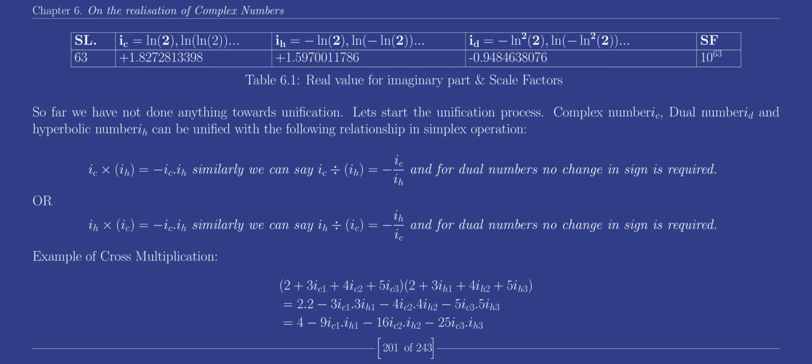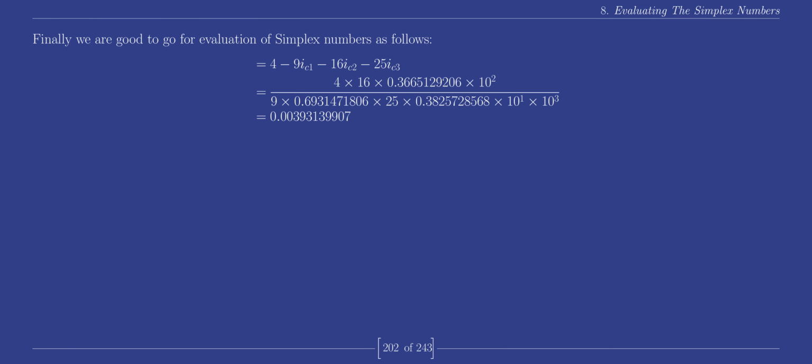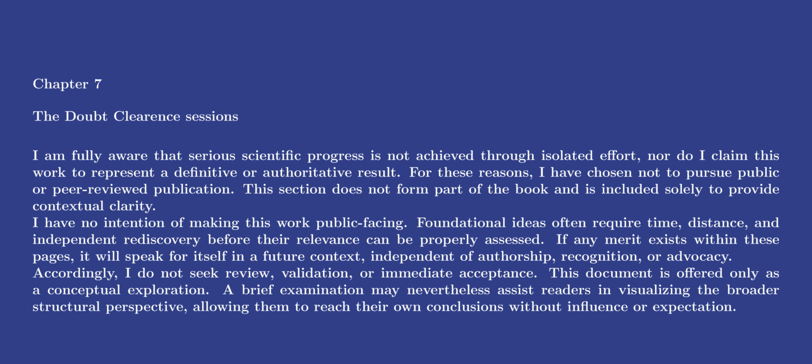The next section introduces the concept of simplex numbers. The text explains that simplex numbers generalize familiar figurate numbers such as triangular numbers, tetrahedral numbers, and higher dimensional analogues. These numbers are described as counting points arranged in regular geometric patterns that increase in dimension. The construction of simplex numbers is explained step by step.